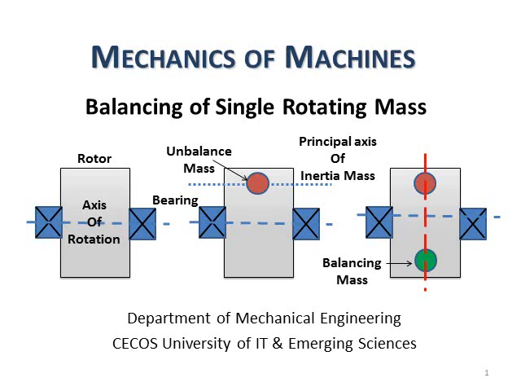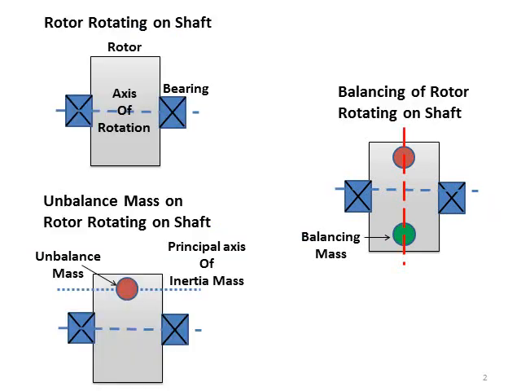The first case of dynamic balancing is balancing of a single rotating mass. In this case, I will take the example of a rotor suspended on end bearings. A very similar example was taken for static balancing. If there is some unbalanced mass placed on the rotor, then we need a balancing mass to counter the effect of the unbalanced force.